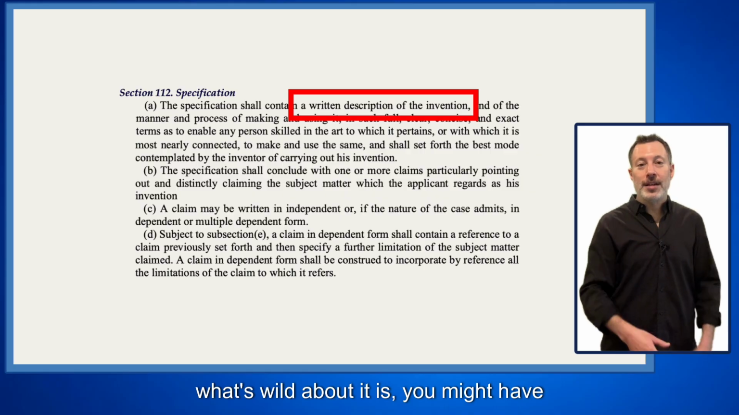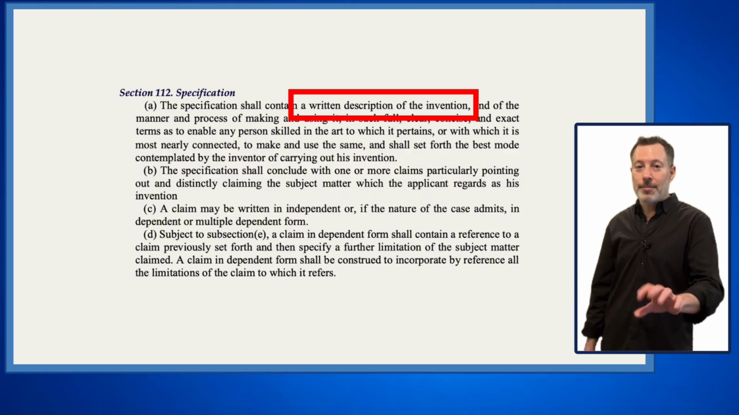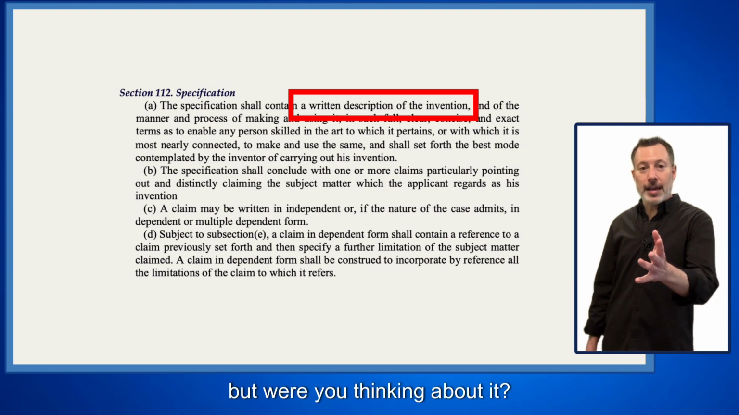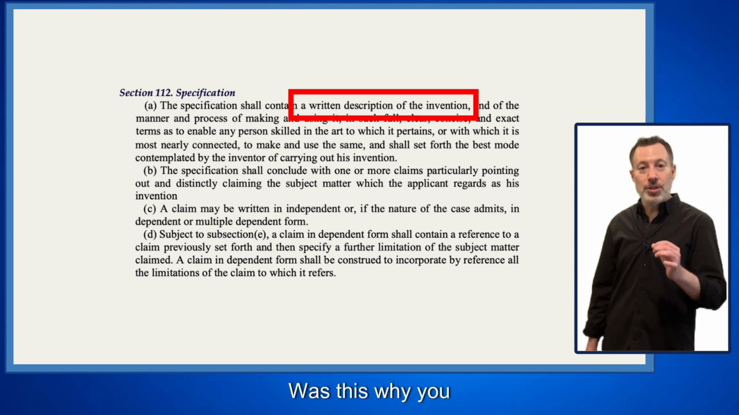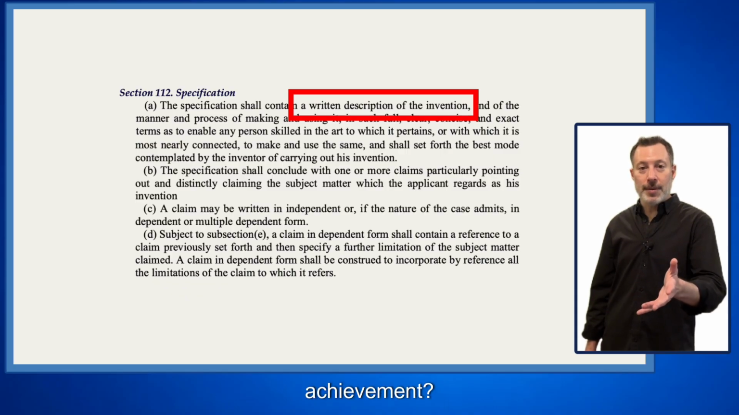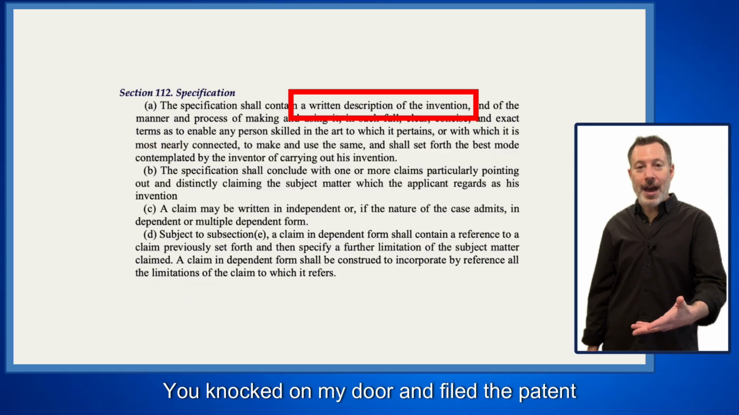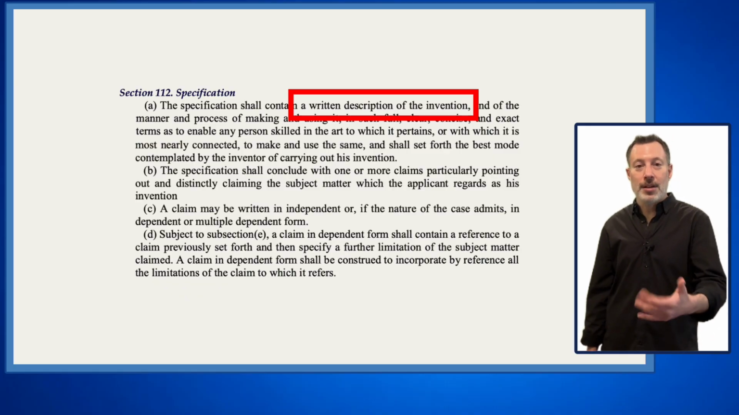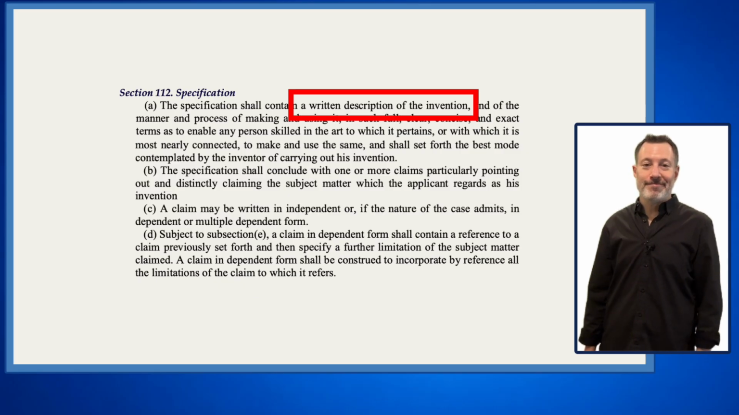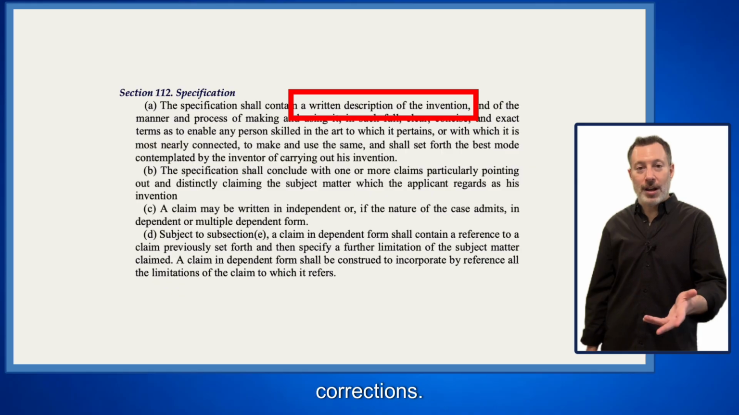And what's wild about it is you might have enabled. Someone else reading your patent would have understood, but that's not this question. It's enabled, but were you thinking about it? Was this why you applied? Was this in your conception of the achievement? Because if not, I don't need to give you the rights. You knocked on my door and filed the patent under one set of assumptions, aiming for one concept of what you were doing. This wasn't it. You filed, thank you. We're not going to let you backdate your corrections.